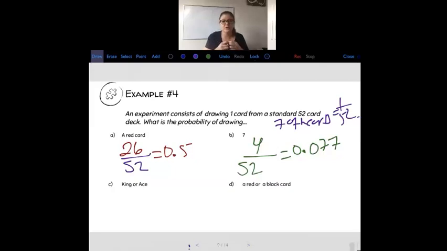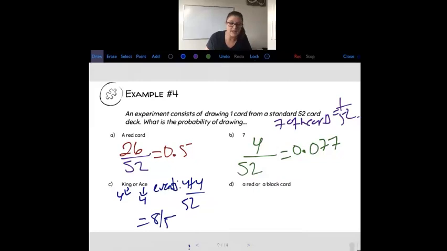Part C, king or an ace. So when you see the word or in there, you'd be happy with a king or you'd be happy with an ace. So both of those count in your events. There's 4 kings and there's 4 aces. So when you're determining your events, you'd be happy with either one. So you add those two together, and then out of the total is 52. So this probability here would be 8 out of 52, because any of those 8 cards is what you want out of the total deck, which is 52.